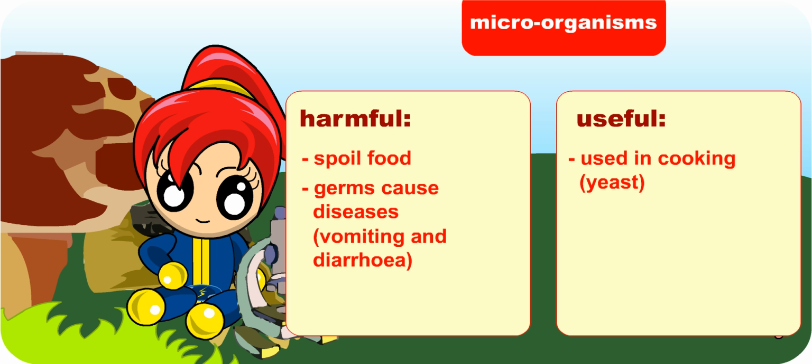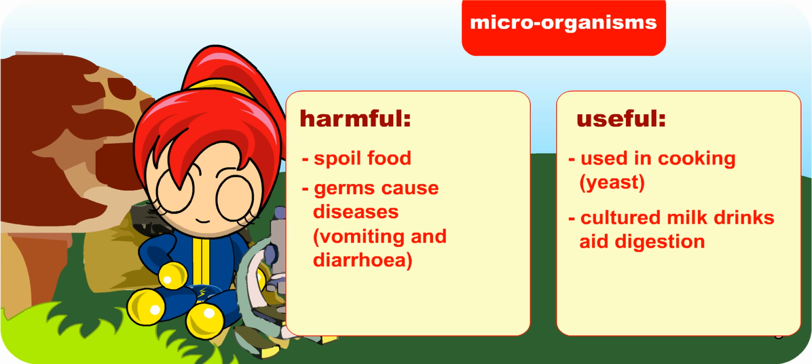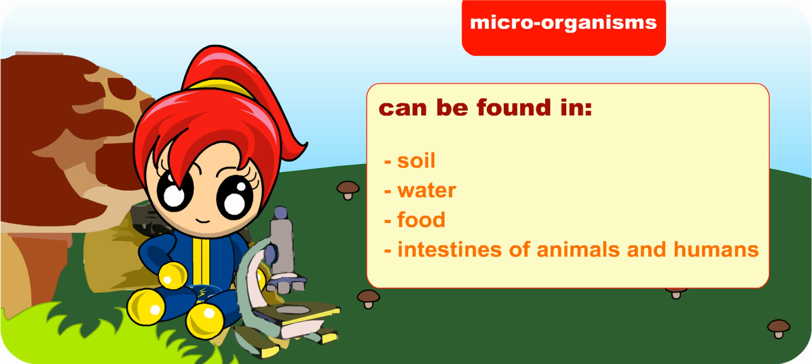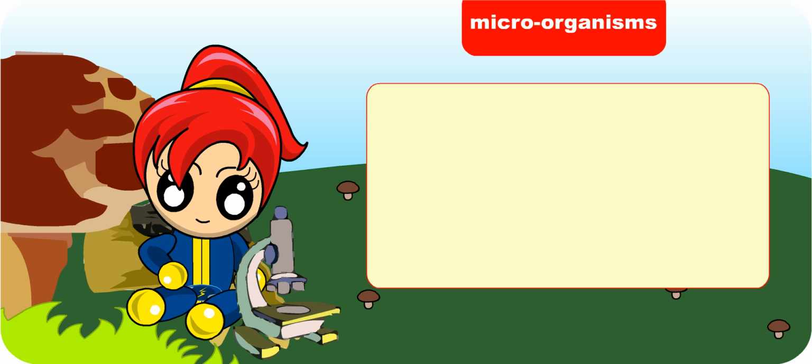On the other hand, yogurt and cultured milk drinks, such as the Vitagen and Yakult which you enjoy drinking, contain millions of useful microorganisms which helps us in digestion. So where can we find such microorganisms? They can be found in soil, water, the food we eat, and even in the intestines of animals and humans. Are these microorganisms harmful or useful? Most of these are useful.